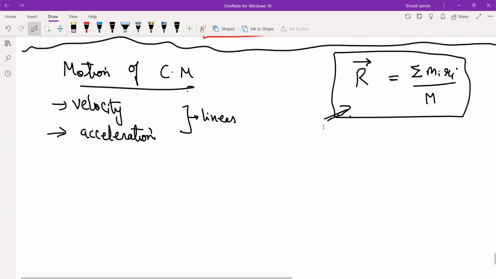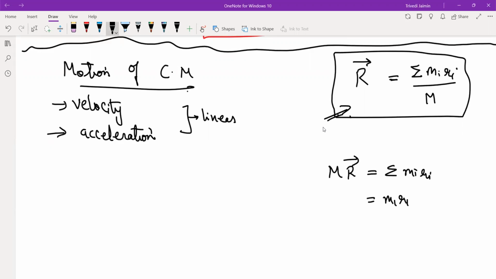Now from this one, I can take M to the other side: M R vector, which is the summation of mi ri. What is the summation of mi ri? m1 r1 plus m2 r2 plus and so on till mn rn. N is the number of particles.